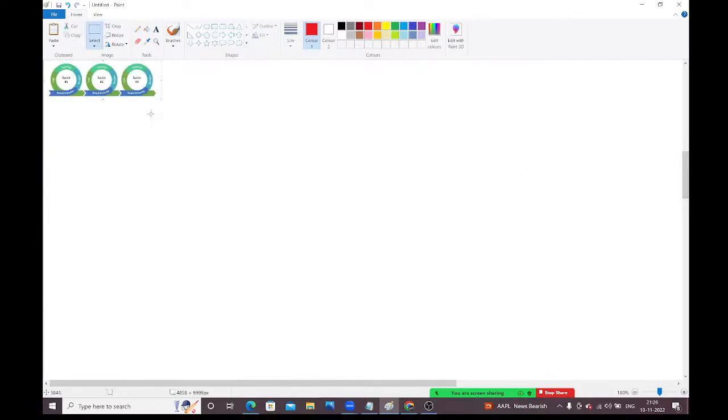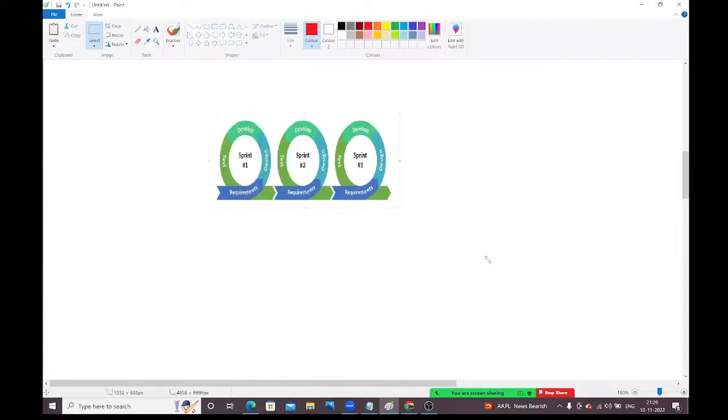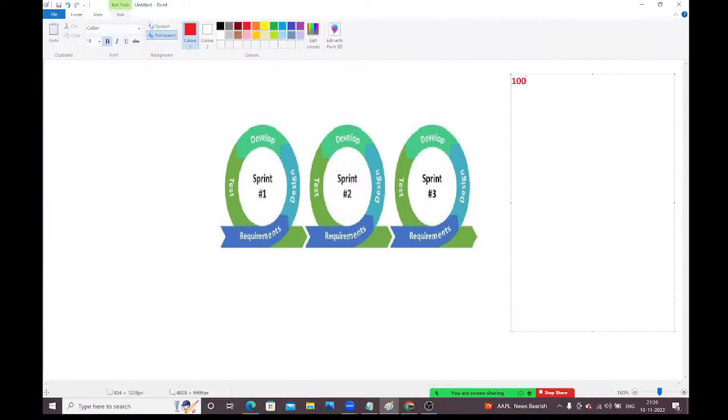See guys, how sprint planning works. The entire project we are dividing into multiple sprints. Assume that the client has given 100 requirements.